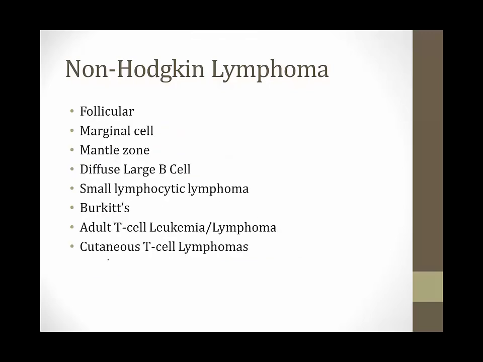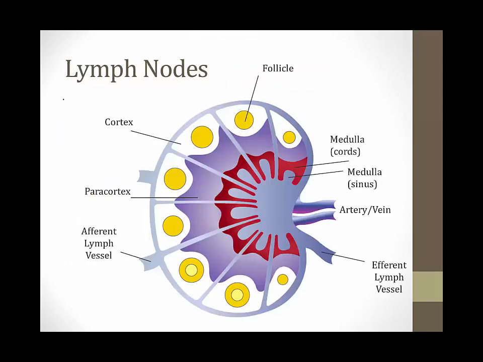Shown on the slide are all the subtypes of non-Hodgkin lymphoma that we'll talk about in this module. Only these last two involve T cells. Most of these involve B cells, as I told you previously. To understand the naming of many of the subtypes of non-Hodgkin lymphoma, we need to review the normal architecture of the lymph node. I discussed this in more detail in the immunology section.